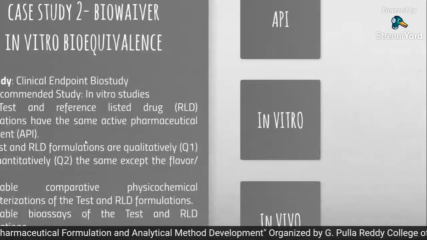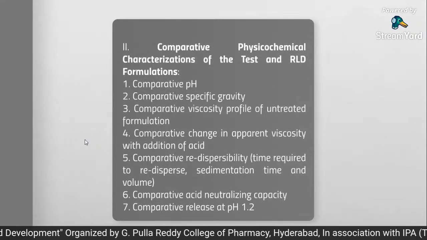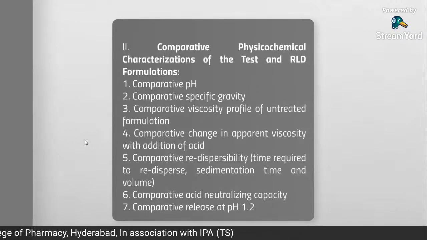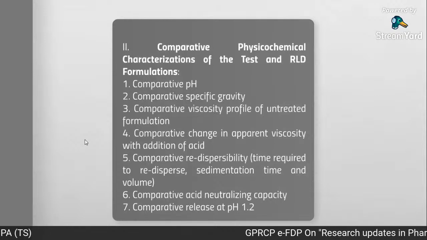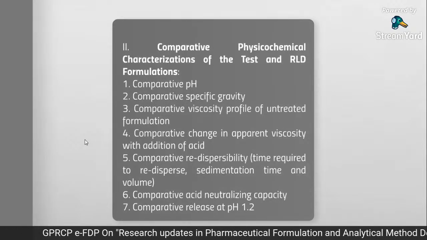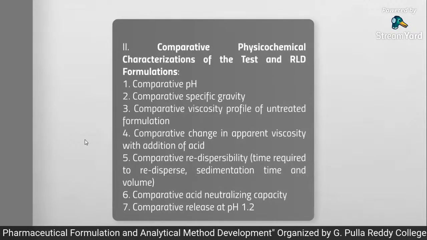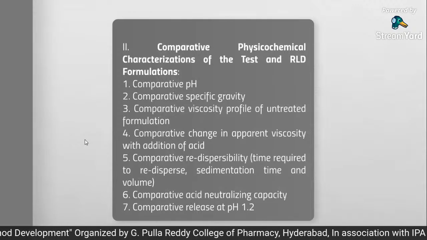the particle size. And in vitro, we have to check the pH of our formulation and reference formulation, specific gravity, viscosity, change in apparent viscosity with addition of acid, because it is a suspension, redispersibility time, sedimentation rate, and comparative acid neutralizing capacity, comparative release at pH 1.2. All these in vitro tests need to be done as part of establishing the pharmaceutical equivalence.